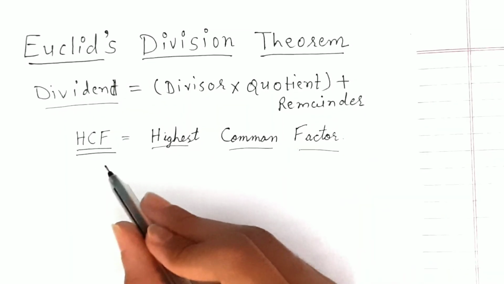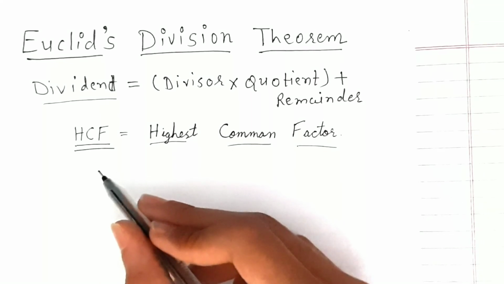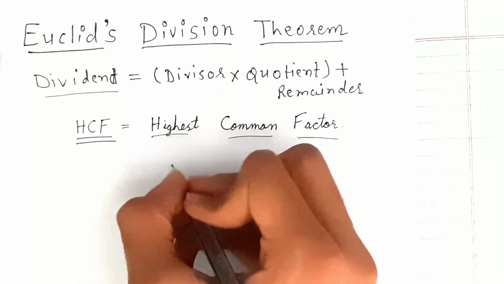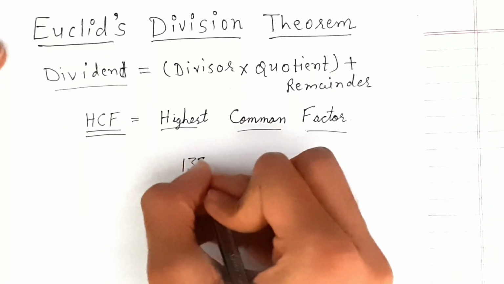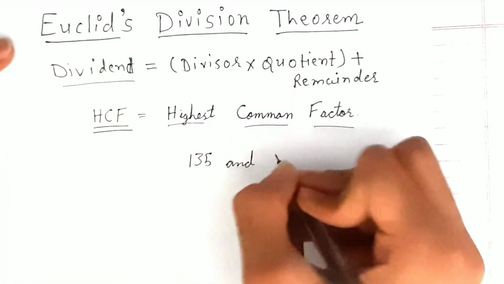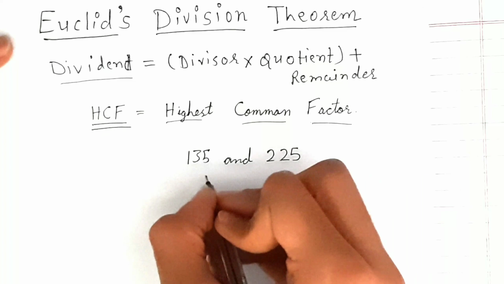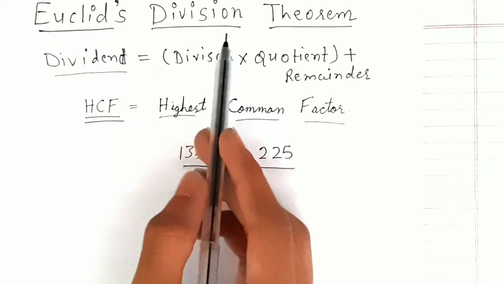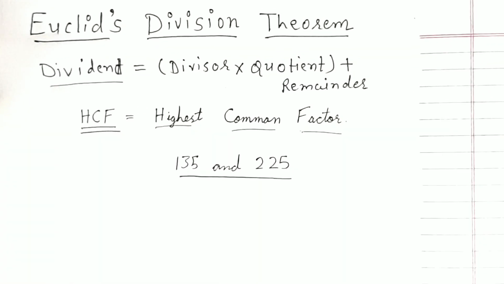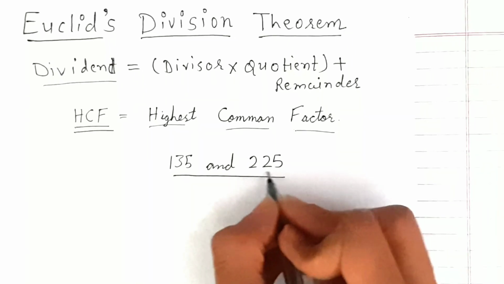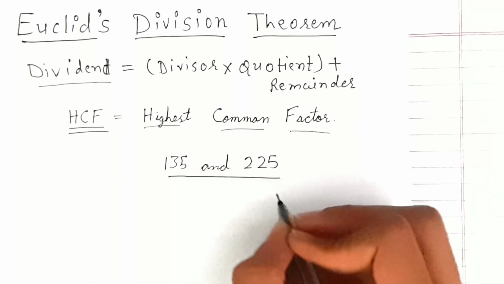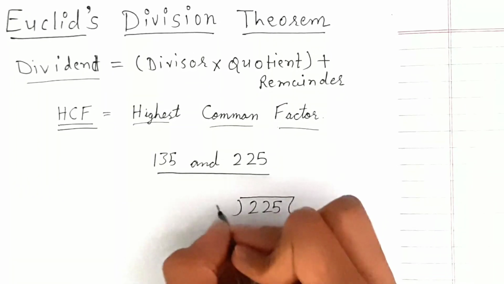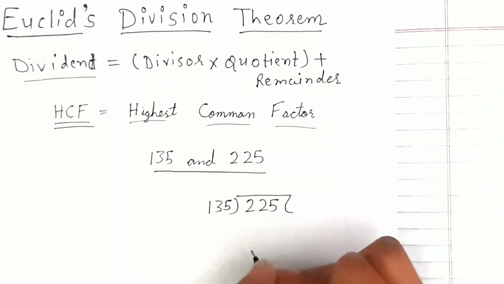Now we all have studied HCF in our earlier standards. So now let us take an example. Let us take 135 and 225. We'll find the highest common factor of these two numbers using Euclid's division theorem. First, the number that is larger, that means over here it is 225, we'll use as the dividend, and the number that is smaller will be used as divisor. So that means we'll divide 225 by 135.